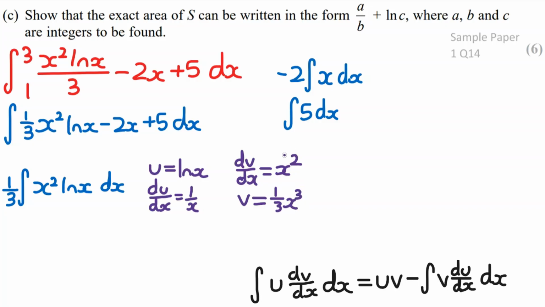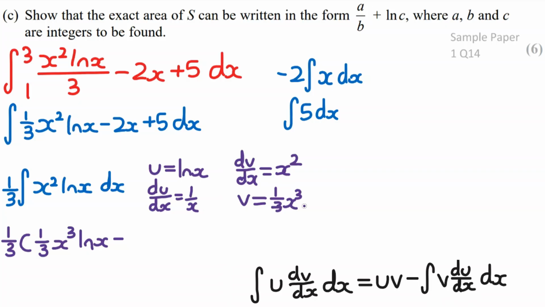So therefore we need to plug these values into the integration by parts formula. So it's uv, so u is equal to the natural log of x, and v is equal to 1 over 3 x cubed. So therefore uv is going to be 1 over 3 x cubed, and then the natural log of x. Remember, we need to put back in this 1 over 3 that we took out at the start and multiply everything by this, and then it's going to be minus the integral of v du over dx.